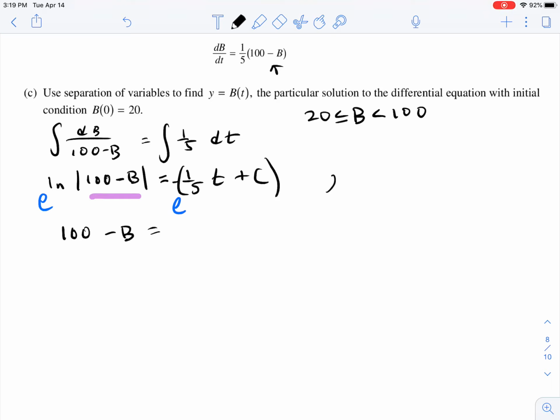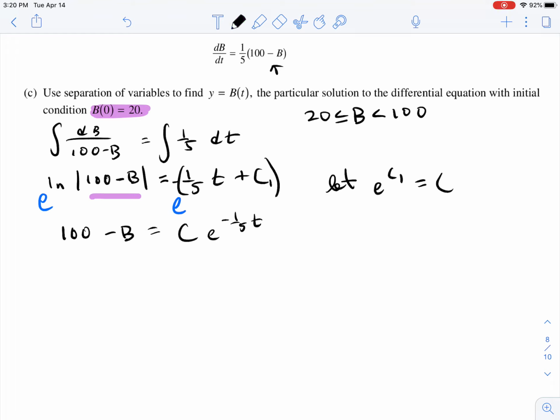This is where you might want to say let, and be careful with our constants here. Let's call that C1. Let's call e to the C1 here equal to c. Okay, so then we can write this as c, big C, times e to the power of negative 1/5 t. Okay. Now from here, we can go ahead and solve for our constant. What was the initial condition that was given to us? We saw that b of 0 is equal to 20.